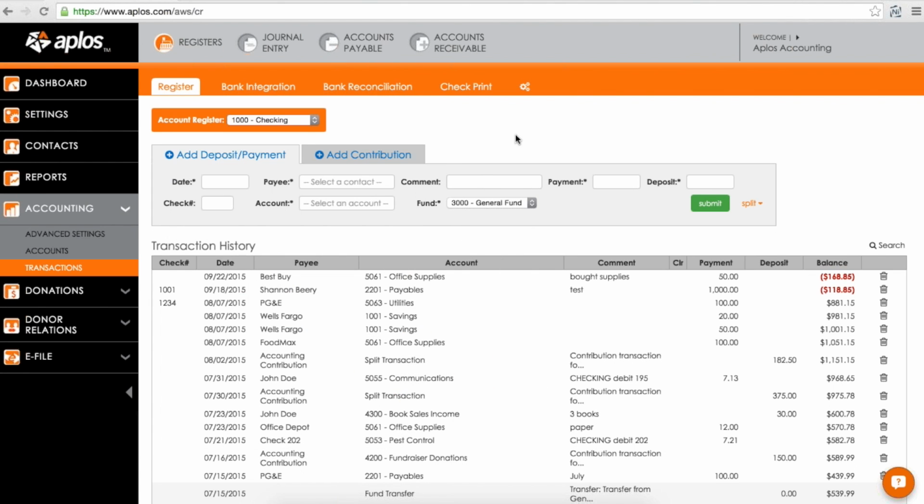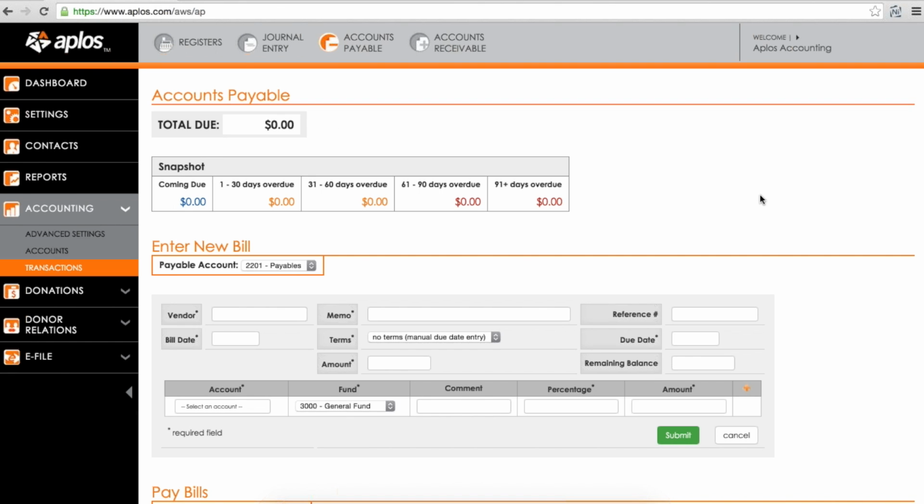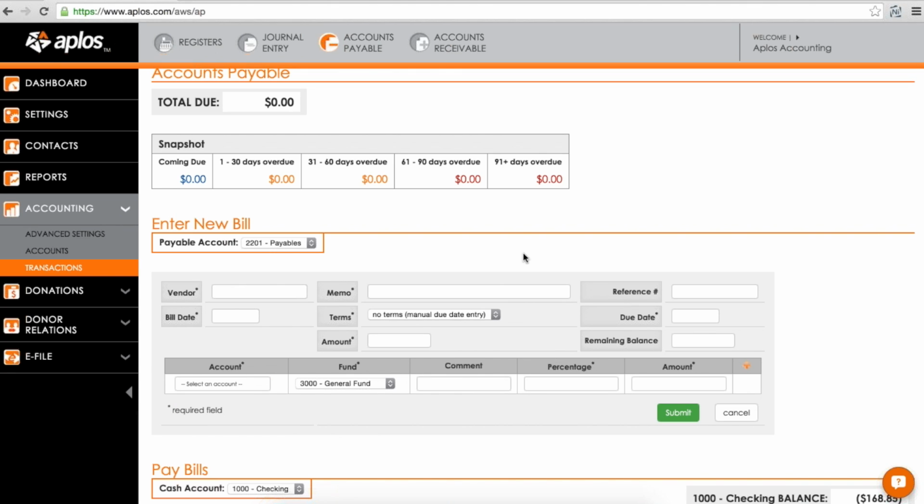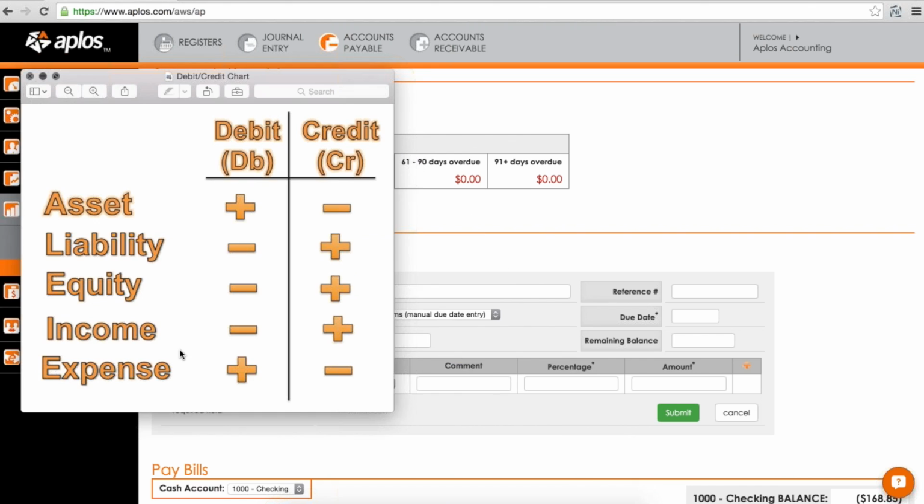So the register makes transaction entry easier for anything that impacts one of your register accounts, most typically asset and liability accounts. Other screens like accounts payable work in a very similar way. You're going to enter a new bill to your payable liability account, but then you enter the expense and whoever you owe. So what you're doing is entering an expense that I owe somebody for some work that they did, and I'm increasing a liability balance.